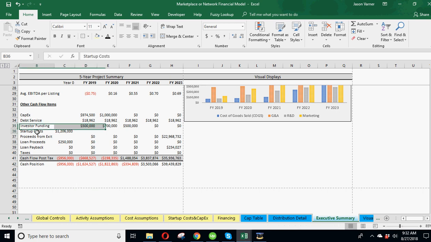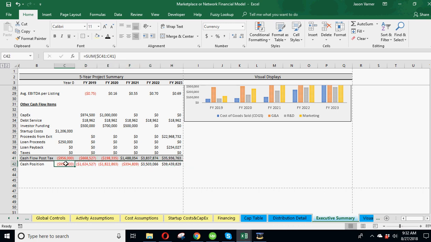Investor funding, startup costs, proceeds from the exit, loan proceeds coming in, loan being paid back. This happens as soon as the exit is put in. If there's no exit or NA, then there's no loan paid back. Taxes, which is going to be hard coded on a monthly basis in the monthly detail, and then pulled through to the annual summaries. And you've got cash flow after tax, and then your cumulative cash position.